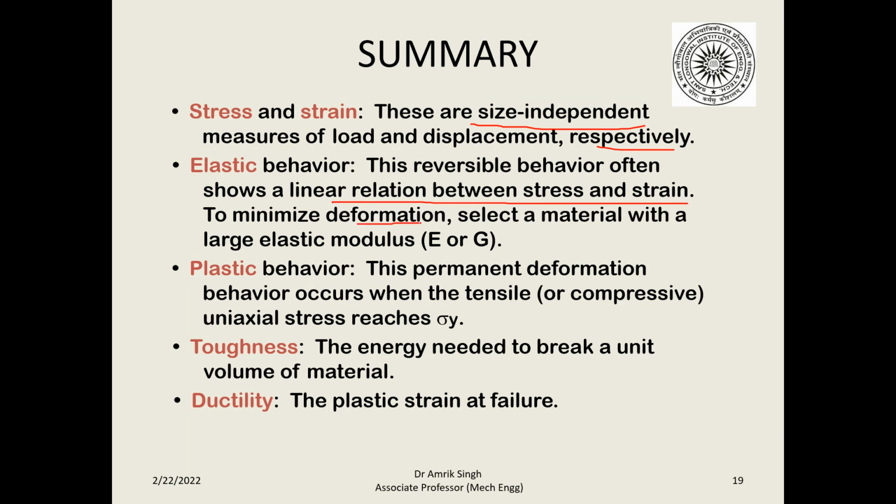So to minimize the deformation, select a material with a large elastic modulus, that is E should be large or G should be large. The plastic behavior, this permanent deformation behavior, occurs when the tensile or the compressive uniaxial stress reaches sigma y, where sigma y is the yield stress which we have defined. Then toughness: the toughness is the energy which is needed to break a unit volume of the material. And ductility is the plastic strain at failure.